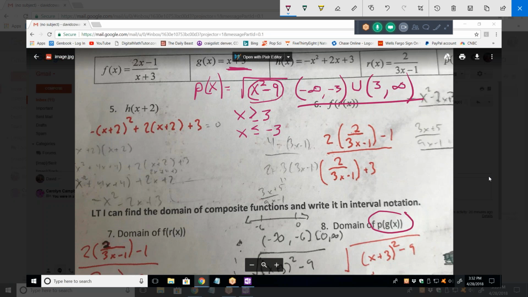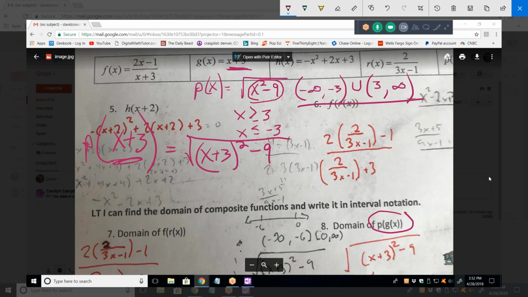We found some from p of x. Now let's look at p of g of x. Well, that's p of x plus 3. I want to make sure I'm reading it correctly. Yeah, g of x is x plus 3. So p of x plus 3 is what? Isn't it the square root of (x plus 3) squared minus 9? Yep, that's parentheses. In other words, that's all you do.